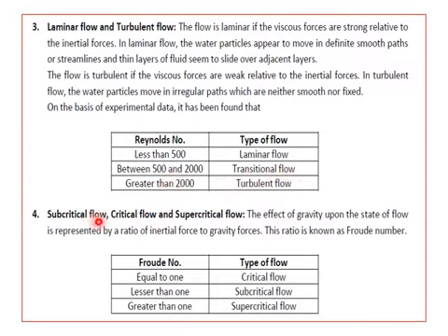So coming to subcritical, critical and supercritical flow, it depends upon the Froude number. If Froude number is equal to 1, then it's known as critical flow. If Froude number is less than 1, then it's subcritical flow. And if Froude number is greater than 1, it is supercritical flow. Generally the gravity force predominates here. The effect of gravity upon the state of the flow is represented by the ratio of inertial force to gravity force, which is known as the Froude number. So based on Froude number, these types of flow have been classified.